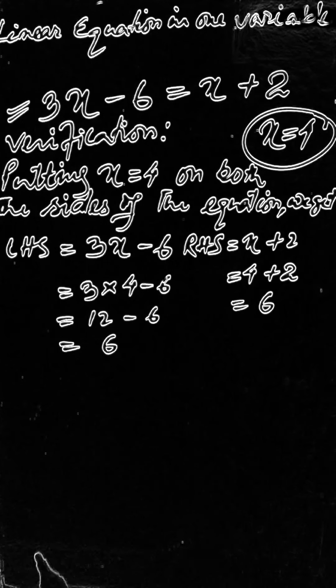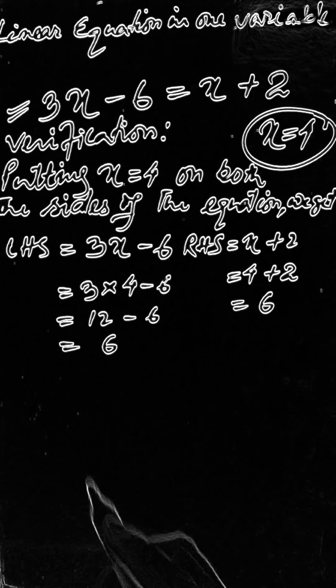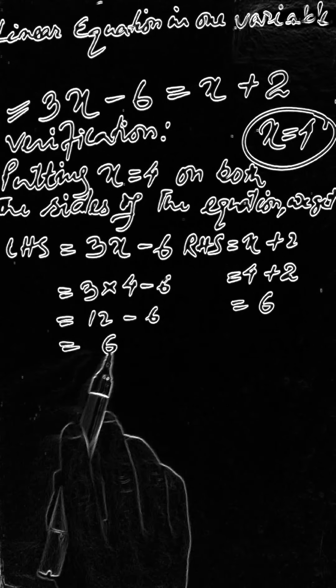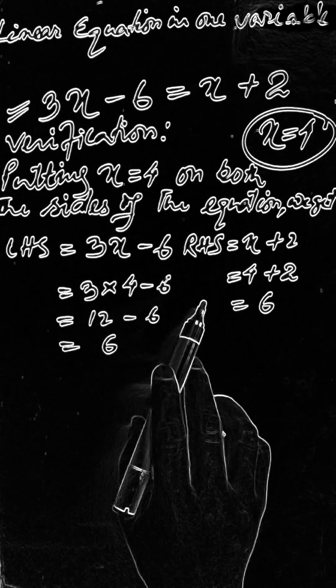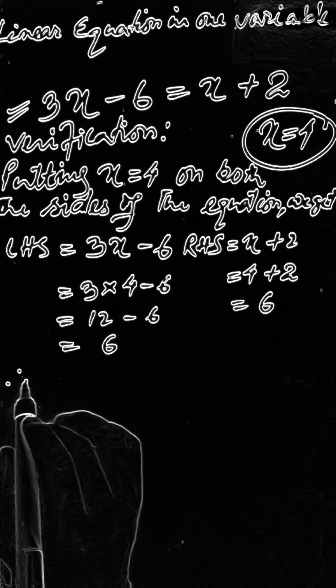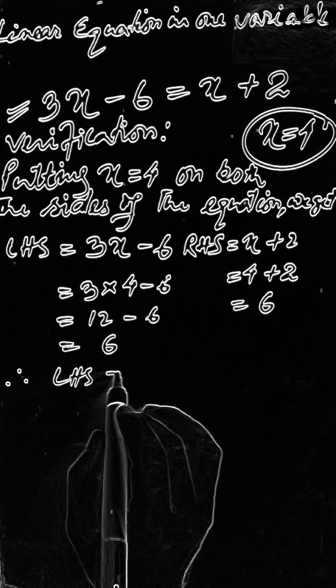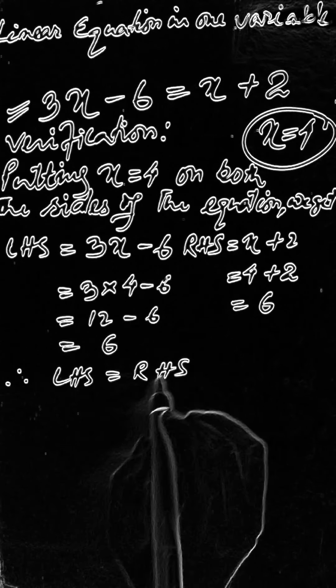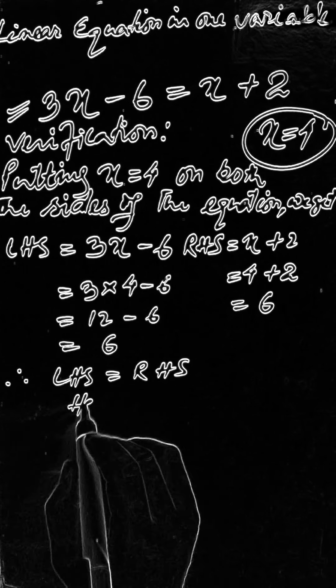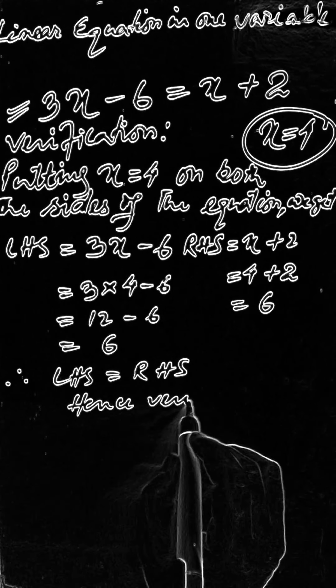So now we have replaced the value of x as 4. Then the left hand side gives how much? 6. The right hand side also gives 6. That means left hand side equal to right hand side. So hence verified.